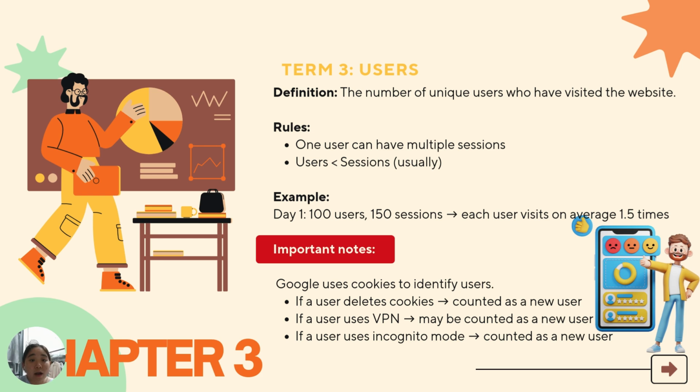However, Google uses cookies to identify the user. So if a user deletes cookies, they will be counted as a new user. Or if a user uses a VPN, it may be counted as a new user too. Or if a user uses incognito mode, it is also counted as a new user.